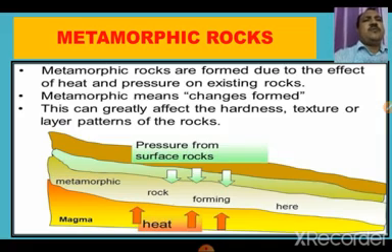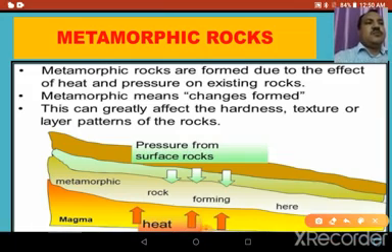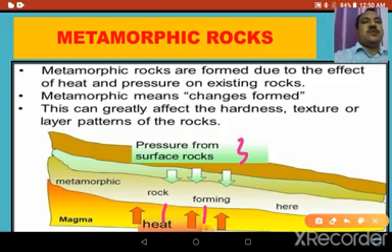Then third is the metamorphic rock. Metamorphic rocks are formed due to the effect of heat and pressure on existing rocks. Metamorphic means changed form. This can greatly affect the hardness, texture, or the layer pattern of the rocks. So you see the pressure here from above, from the surface rocks, and from the below side you see the pressure coming with the heat.